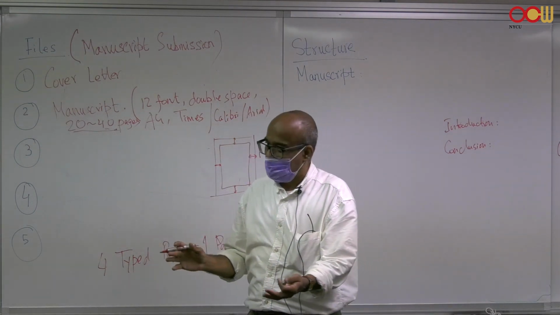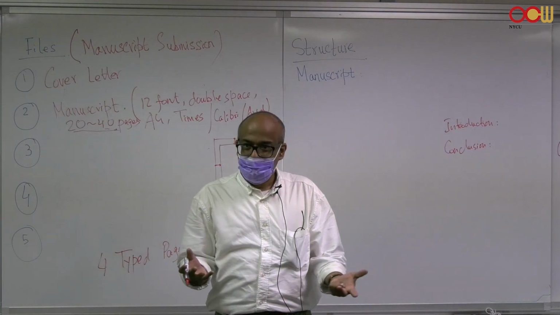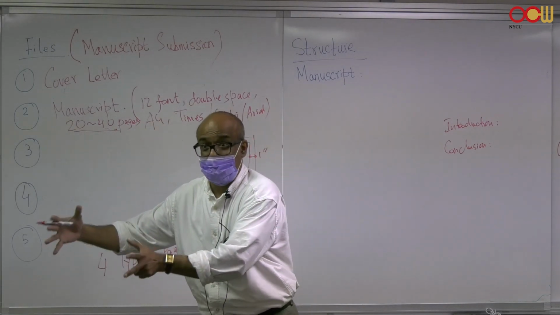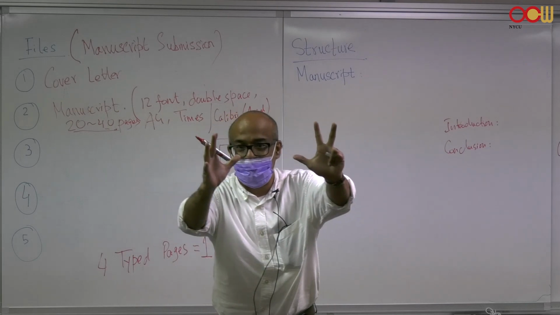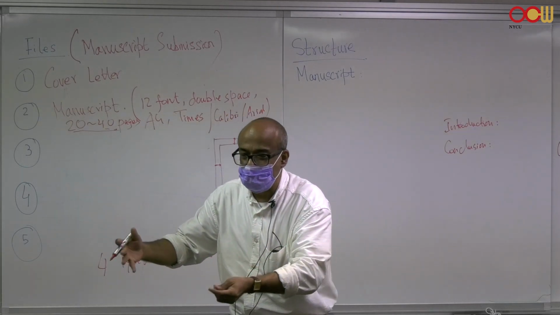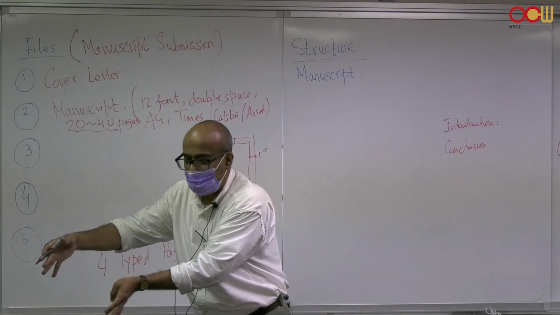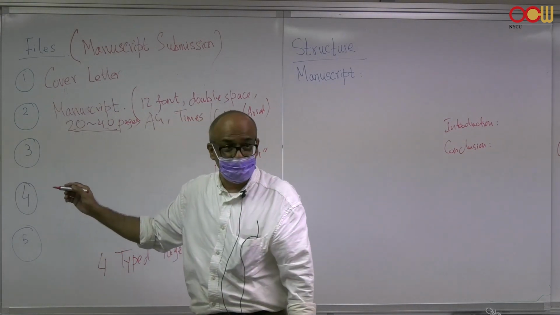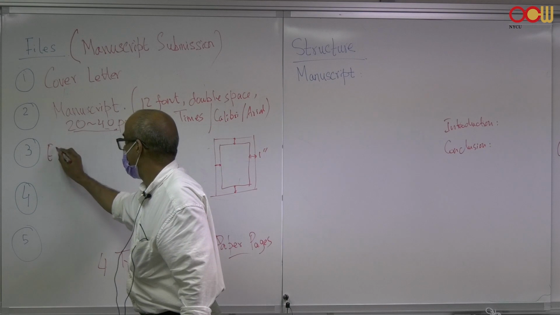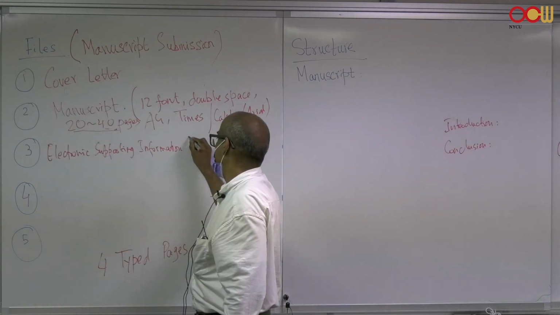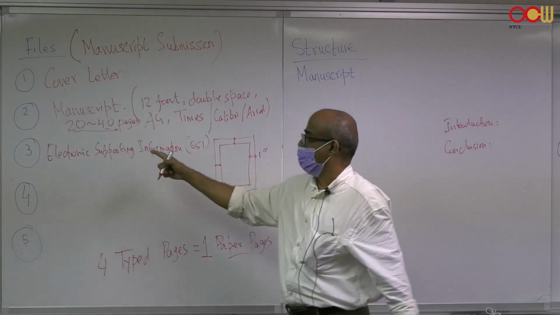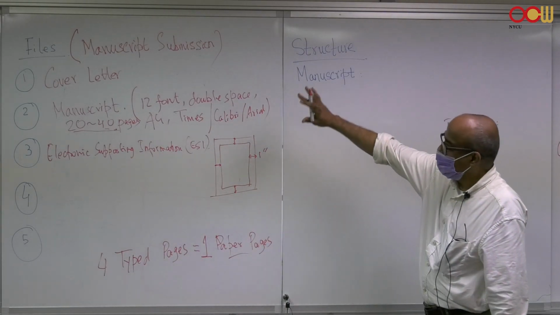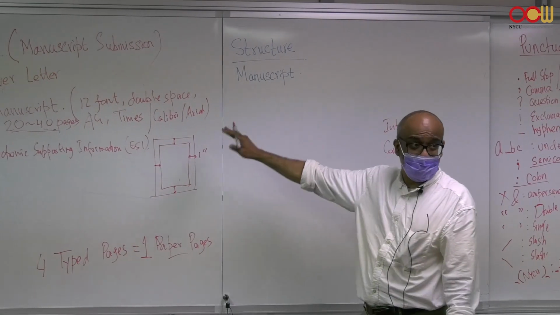Currently, the journals are very, very tough. They not only ask you to give the manuscript, they ask for supporting information, more data. The important data is in the manuscript, and you also need to put other less important data in a supporting file. That is also called electronic supporting information, supporting or supplementary. This is called ESI. You also need to have this file. So these three are the most important. You must have these three.